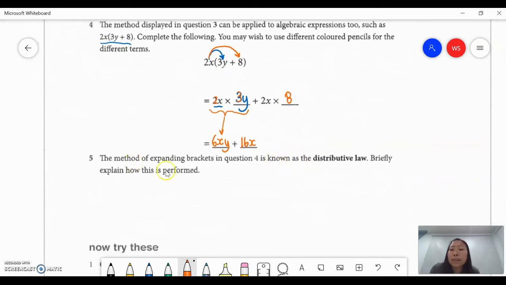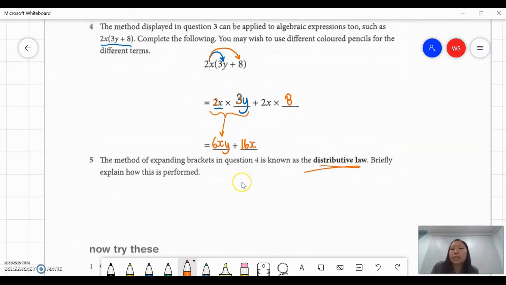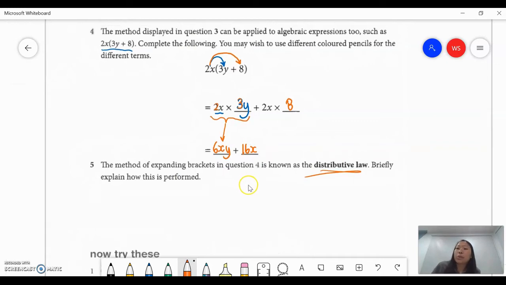Finally, question 5. The method of expanding brackets in question 4 is known as distributive law. Briefly explain how this is performed. Just like what we were explaining earlier, you can see that each and every term that's on the inside of the brackets, they are being multiplied by the term that's on the outside. So just basically stating that will do for this question.